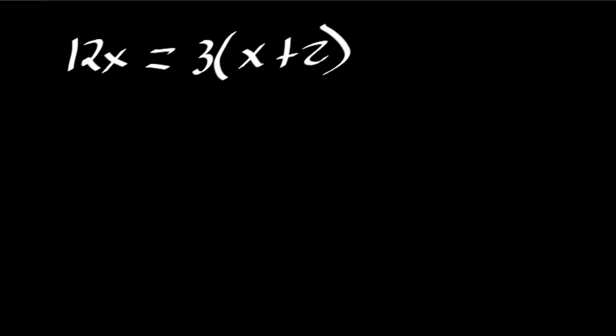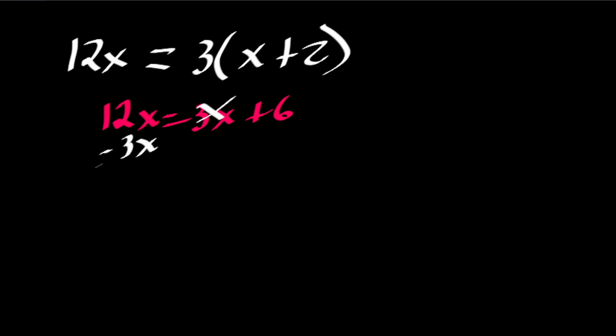12x equals, where am I? 3 times x plus 2. I got one step ahead. All right, so now we're going to distribute this right side. Now we need to move our x's to one side. Subtract the 3x over here. It'll go away here. And that would give us 9x equals 6.